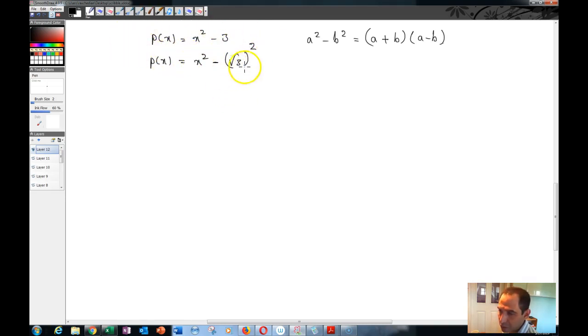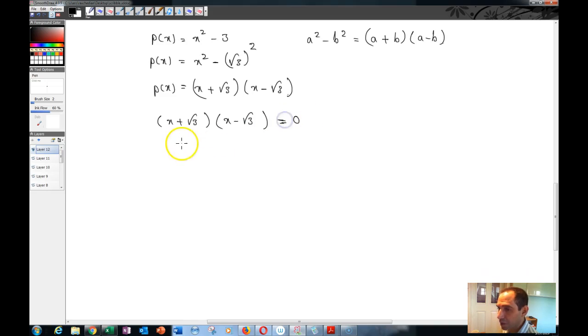Now this is a squared minus b squared. So therefore it's equal to a plus b, x plus square root of 3, times a minus b, which is x minus square root of 3. So now this is basically the factorized version of your polynomial. And in order to find the zeros, if you set your polynomial equal to 0, x plus square root of 3 times x minus square root of 3 is equal to 0. And so either this is equal to 0 or this is equal to 0.